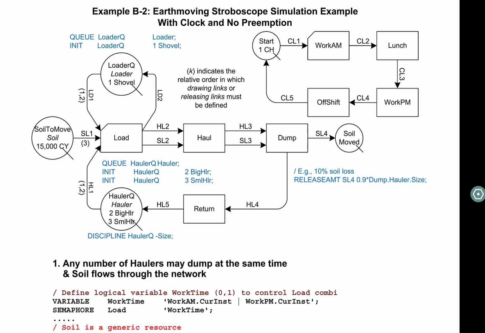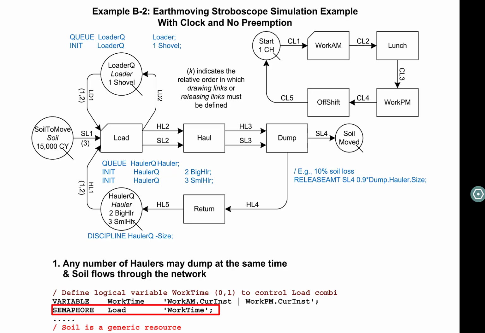Notice that at any given point in time, there can be at most one instance of each of the activities of the clock. So the car inst of work AM can only have the values 0 or 1, and the car inst of work PM can only have the values 0 or 1. So when you take a logical OR between the two values that are 0 or 1, the result is either 0 or 1 depending on whether work AM has an instance or work PM has an instance, in which case work time is true. We can take advantage of this variable work time by defining a semaphore for the combi activity load.